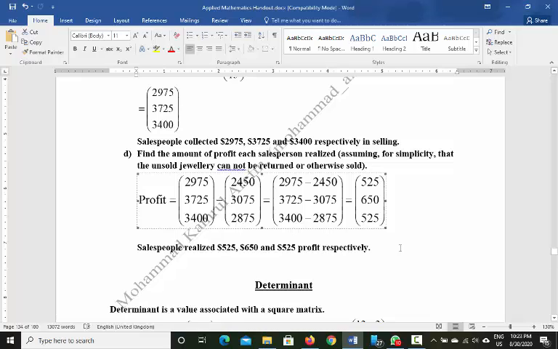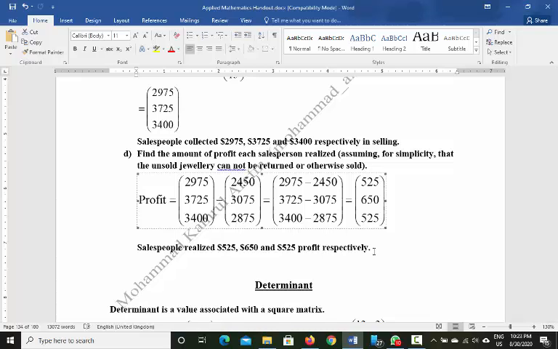So if you have a huge number of products in your company, and a huge number of sellers or dealers, you can generate a matrix like that to find out the total profit made by each of the salespeople for the company. This way you can deal with a vast amount of data using matrix.